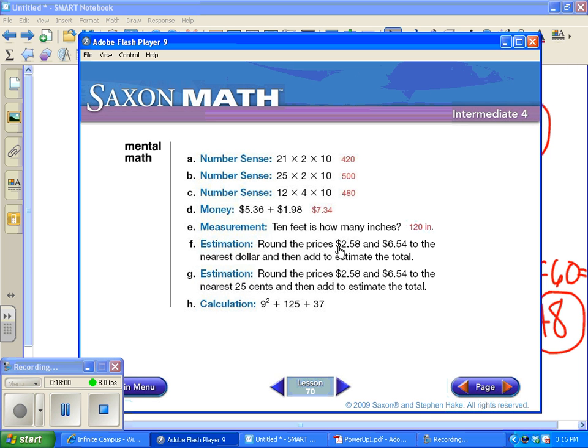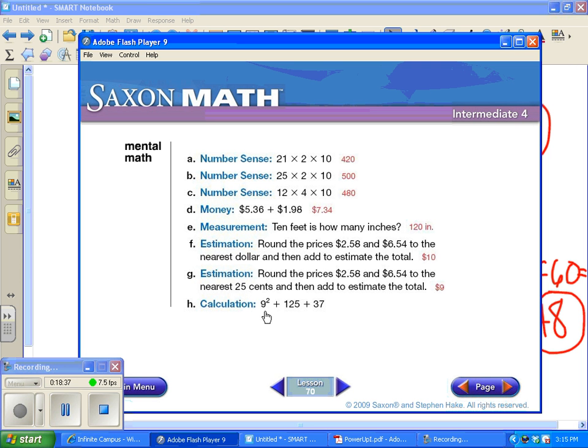Round the prices, $2.58 and $6.54, to the nearest dollar, and then add to estimate the total. $2.58 would round up to $3. $6.54 would round up to $7. So 3 plus 7 is $10. Now we're going to round these same prices to the nearest 25 cents. So 258 is really close to 250, and 654 is really close to 650. So let's do the 6 and the 2, and that's 8, and then 50 and 50 would be another dollar, $9.